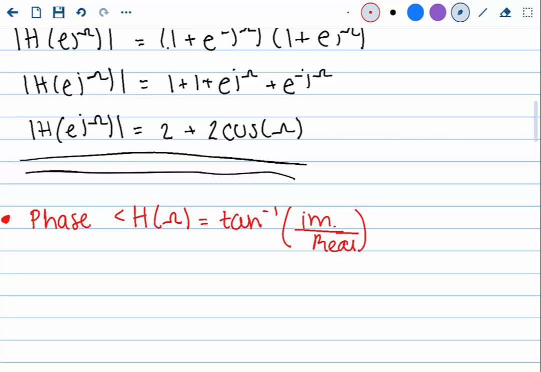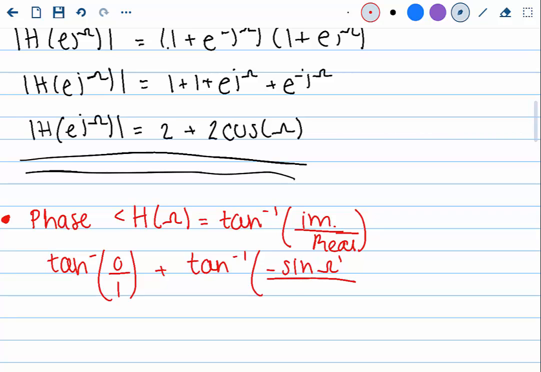tangent inverse of 0 over 1, plus the tangent inverse of negative sine omega divided by cosine omega. This all simplifies down to equal negative omega.